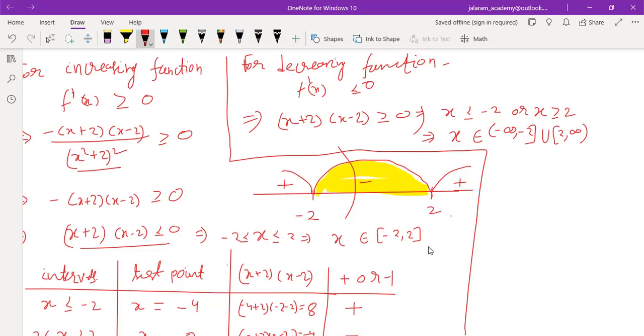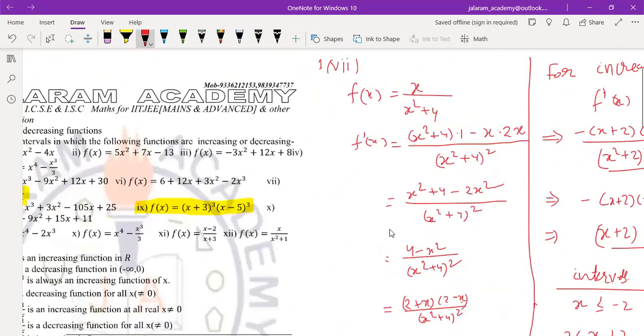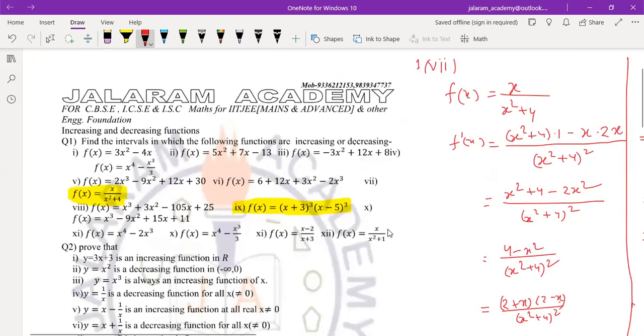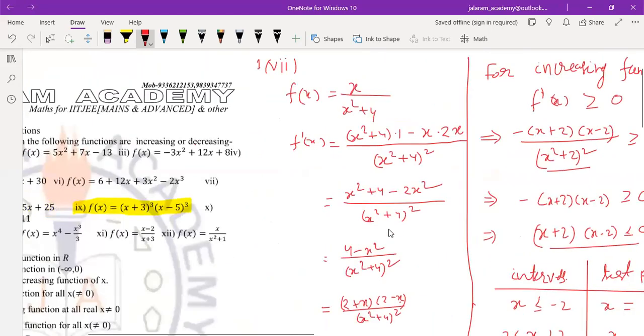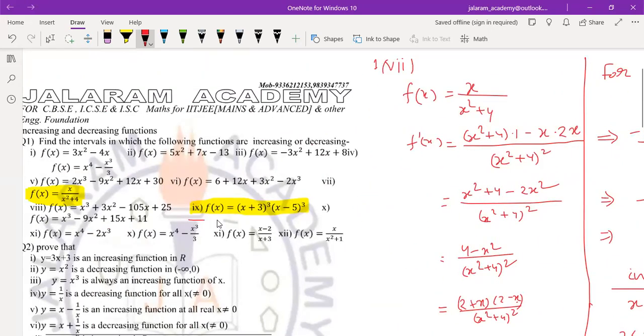Yes, sir. f(x) is decreasing in minus infinity to minus 2 union 2 to infinity, means beyond minus 2 to 2. And it is increasing between minus 2 to 2. Understood, everyone? Yes, sir. Now the next doubt.